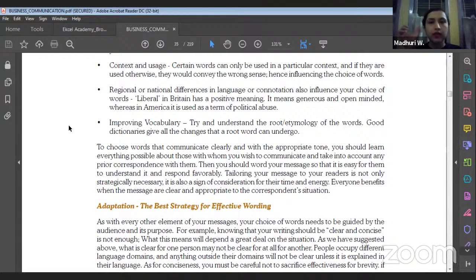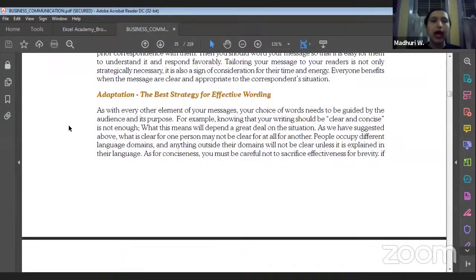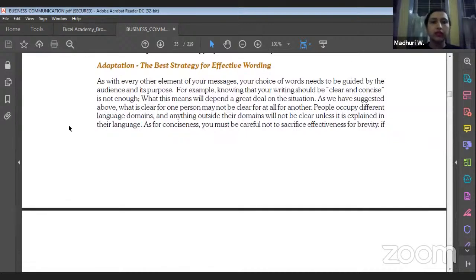Look at the sentences that they use with it, right? What kind of sentences, what kind of context is a certain word used in? Try doing the same. Try practicing. This will definitely help improve your vocabulary. And read more, listen more actively for that. A very important strategy is to be very adaptive, right? Adaptation is the best strategy for effective wording.